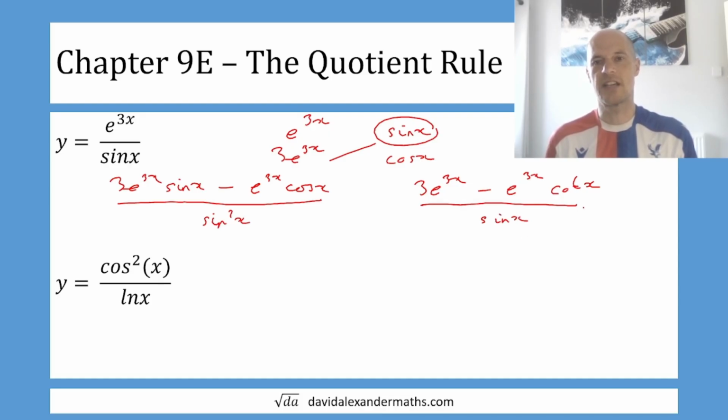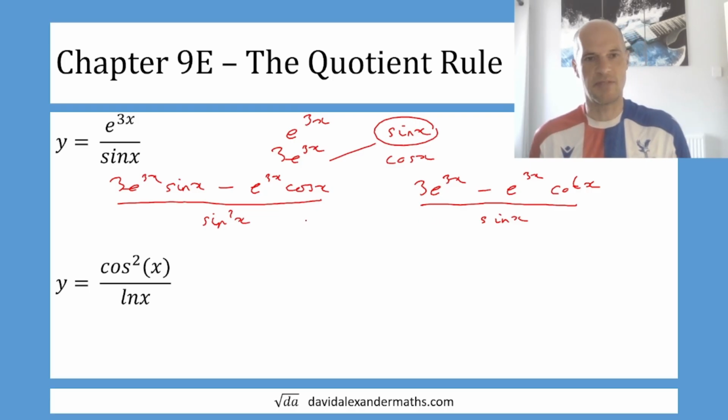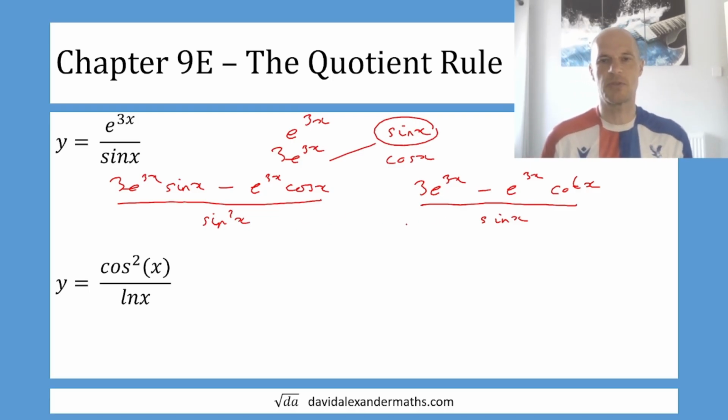So if you think the one on the right looks better than the one on the left, then that's great, but it probably doesn't matter which one we use. Unless the exam board insists on it being written in a certain way, both of these are equally valid. Right, let's have a look at the second example. So here we've got cos squared x and ln x. So we can differentiate both.